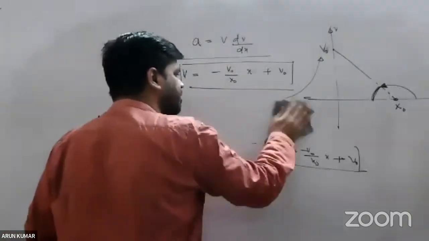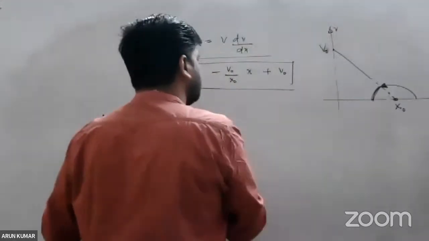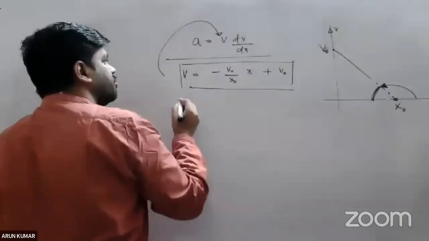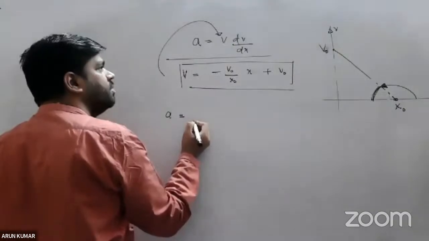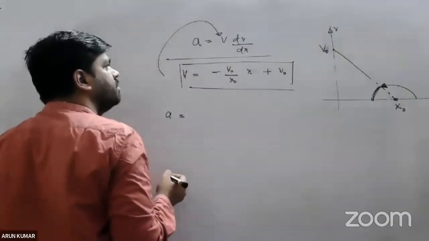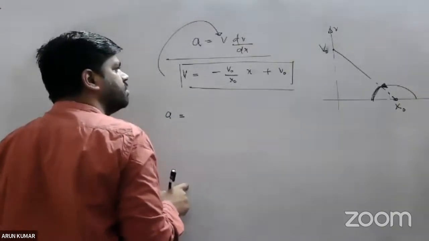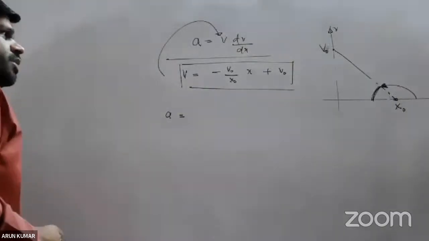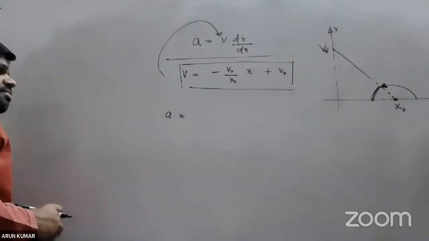Alright, now once I have the equation of line, I plug this equation of line over here. So what is it? A is equal to, no, I want x as a function of t, right? So what I do, I use dv by dt. I get v as a function of time.